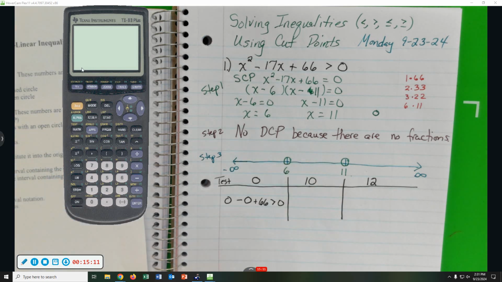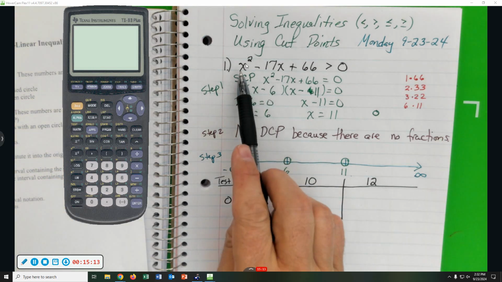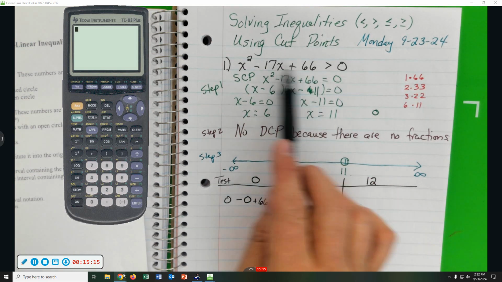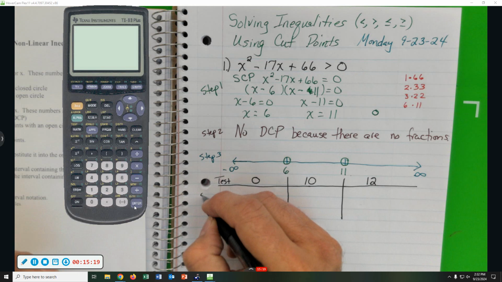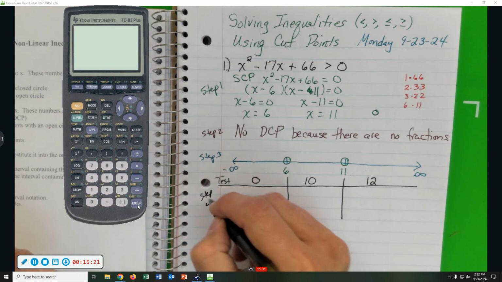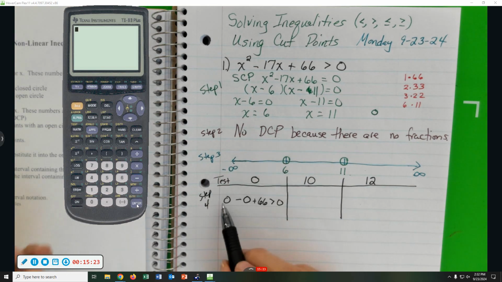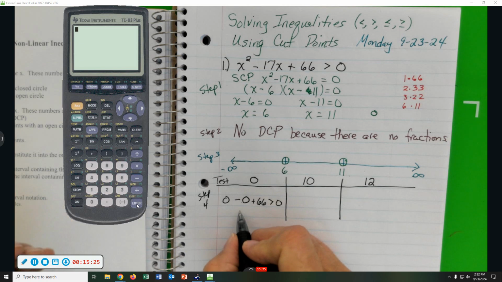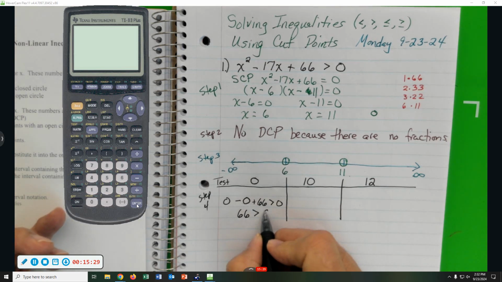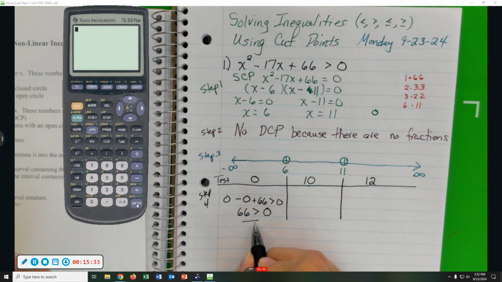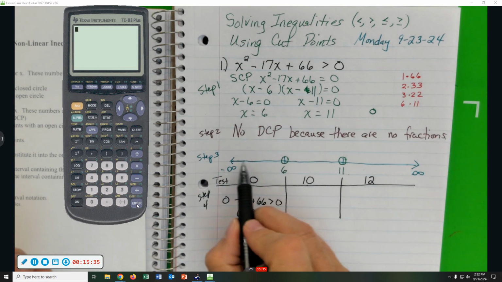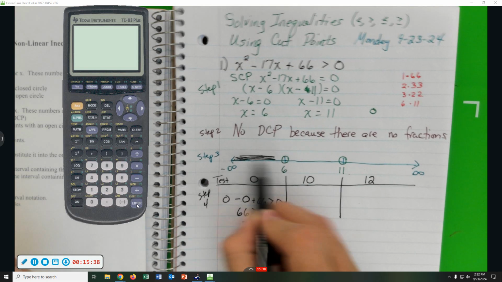Y'all see what I'm doing? I'm plugging 0 into the original problem, the inequality. Oh, this is step 4. So on the left, 0 minus 0 plus 66, is that just going to be 66? Is that greater than 0? True or false? True. So we shade the interval containing 0.